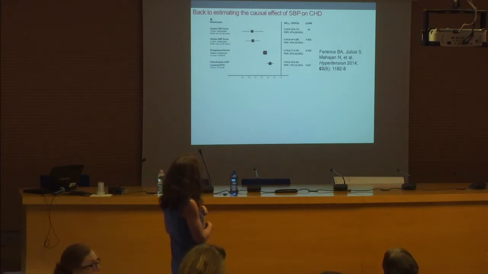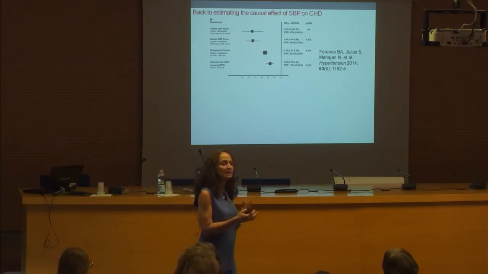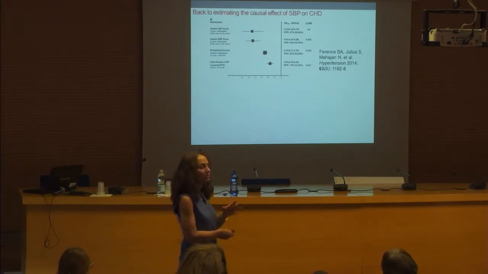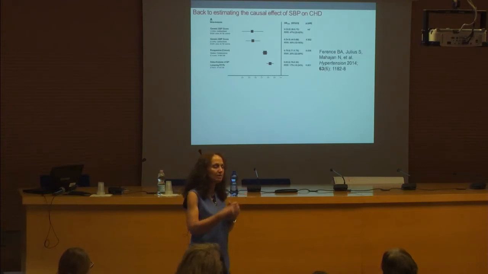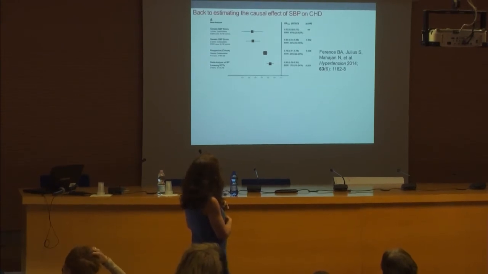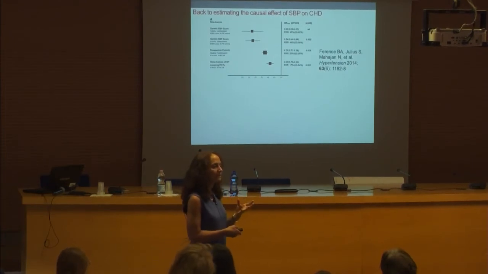The next is the Oxford group's large individual participant meta-analysis of cohorts, so multivariable regression analyses. And the last are the summary results from the randomized control trial meta-analysis that I showed you at the start, where they were using an instrumental variable analysis. What you can see from all of these three methods, each of which has its own different sources of bias, is they all suggest that lowering blood pressure lowers your coronary heart disease.